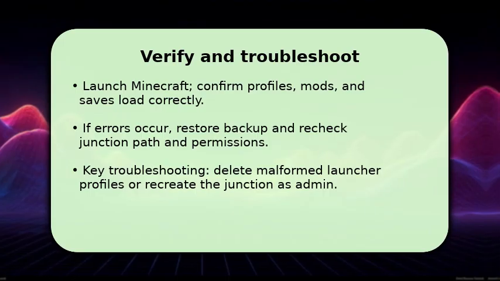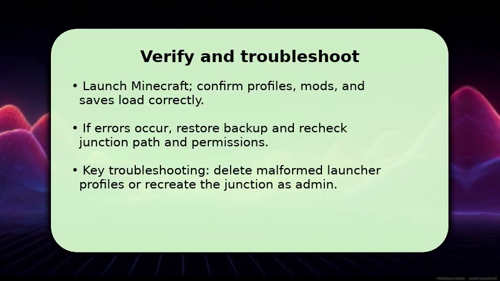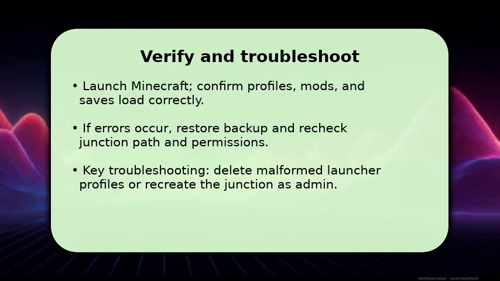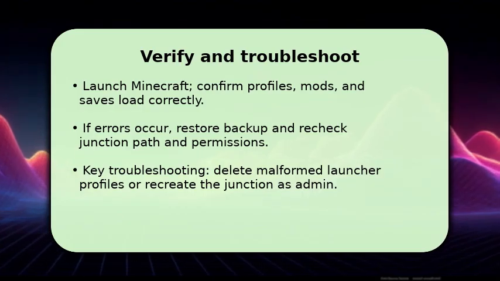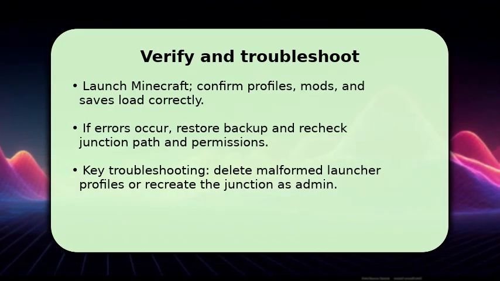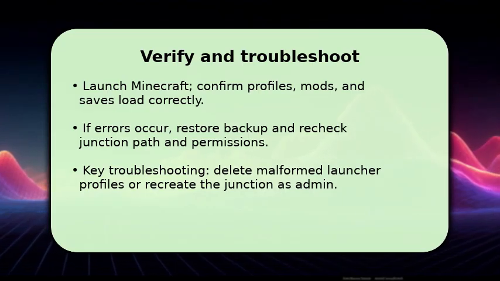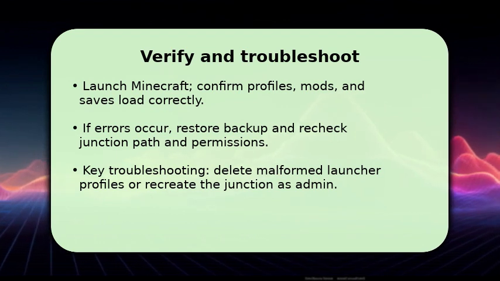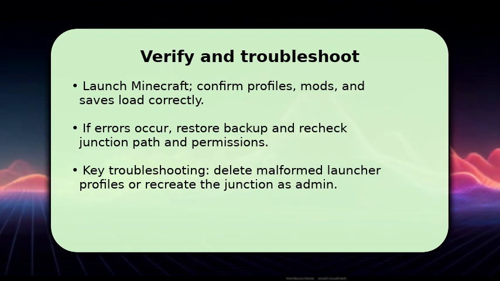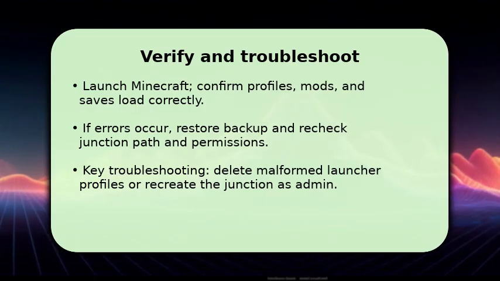If something fails, close Minecraft and restore your backup to prevent data loss. Make sure the junction was created with the exact original and new paths and that it was run as administrator. Permission mismatches are the most common culprit. If the launcher shows missing files, delete corrupted profile entries or recreate the junction after deleting the old link.